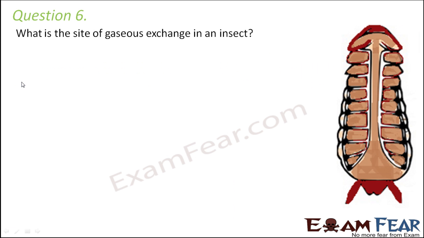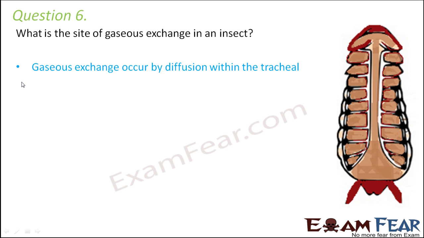Next question. What is the site of gaseous exchange in an insect? Now, as I had mentioned before, insects have a specialized tracheal system for gaseous exchange. The mechanism by which gaseous exchange happens is again diffusion. Now, what is the tracheal system? It is nothing but a network of tubes through which air is transported within the body. So that is called the tracheal system. These trachea are also known as the air tubes. Here you can see these tube-like systems, that is the tracheal system.